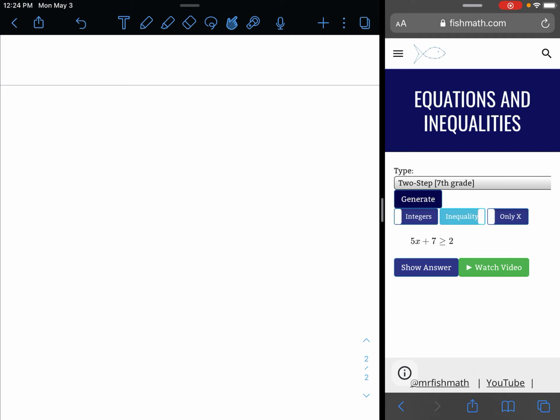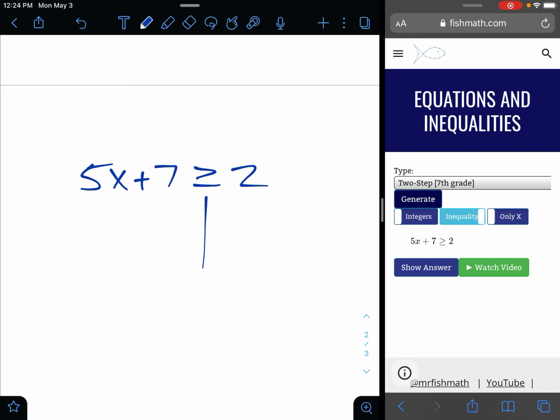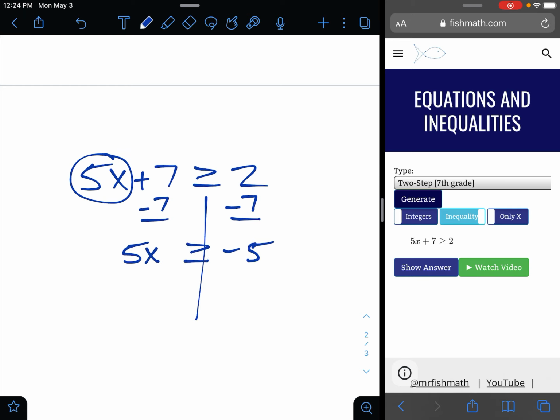Let's pick a good one. Let's try this one. 5x plus 7 is greater than or equal to 2. So, again, two steps to solve this. Move the 7 first by subtracting it. So negative 5, and then a 5x on the left. And bring the symbol down. Dividing by 5 will give us x is greater than or equal to negative 1.